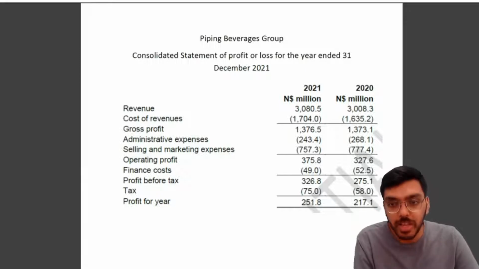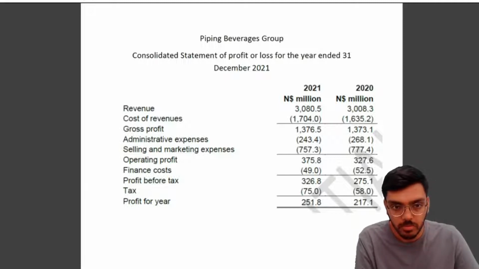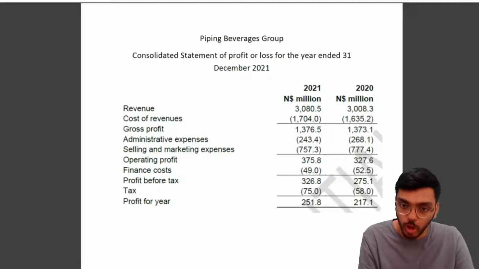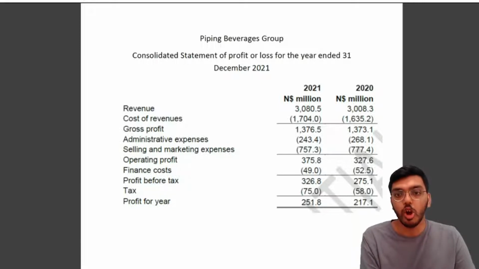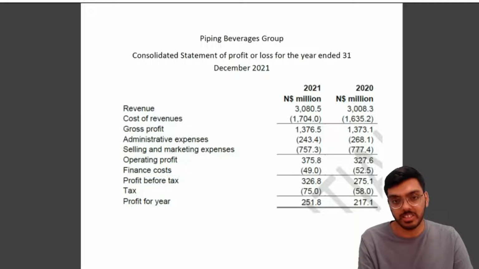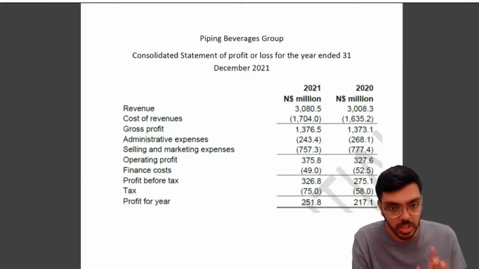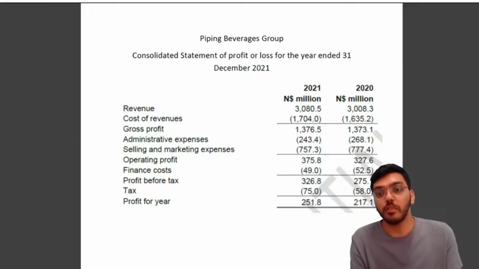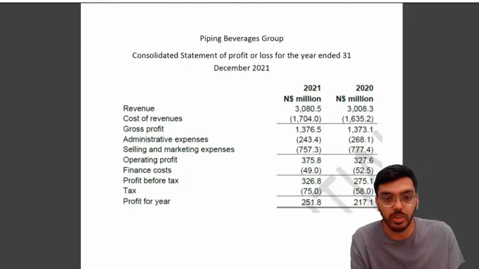Next, we have admin expenses. Admin expenses have gone down. They were 268. They became 243. Okay. Selling and marketing expenses have also gone down, so less marketing in this year. Operating profit has increased, which obviously, your admin expenses were less, selling and marketing expenses were less, so your operating profit showed a good increase. Good. Your finance costs from 52.5 went down to 49, which means the interest payments that you are making reduced.